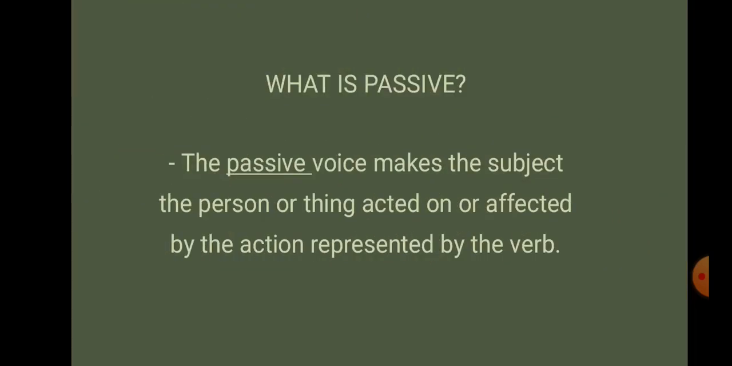The next one is what is passive. The passive voice makes the subject the person or thing acted on or affected by the action represented by the verb. Or the passive voice, on the other hand, is when the object is acted upon by the subject of the sentence. Some people believe that sentences should be written in the active voice whenever possible.